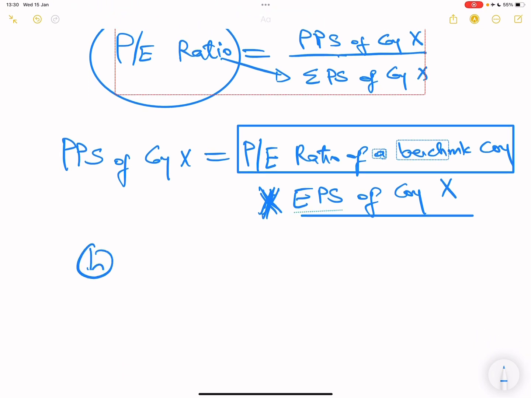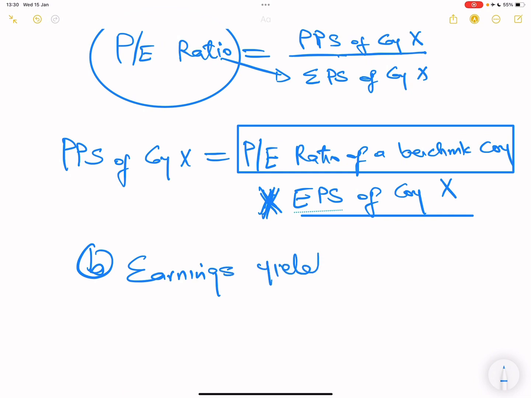The other form is the earnings yield, because I'm going to take them together because it's the same approach. In fact, it's the same thing. Earnings yield, what is earnings yield? Like I always tell you, anytime you hear yield, it's price. So that means it's earnings over price. So earnings yield is earnings per share divided by the price per share.